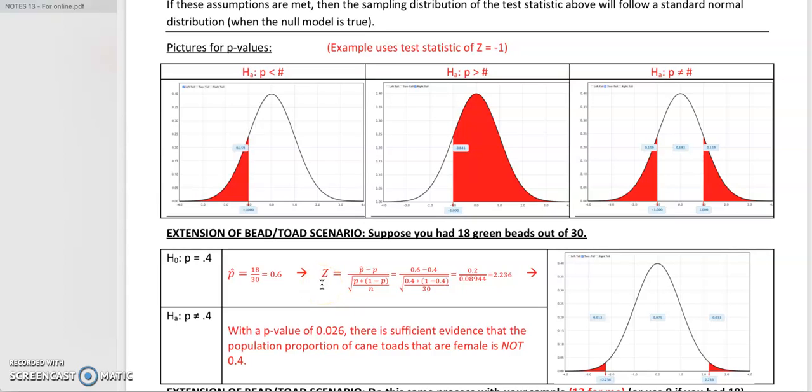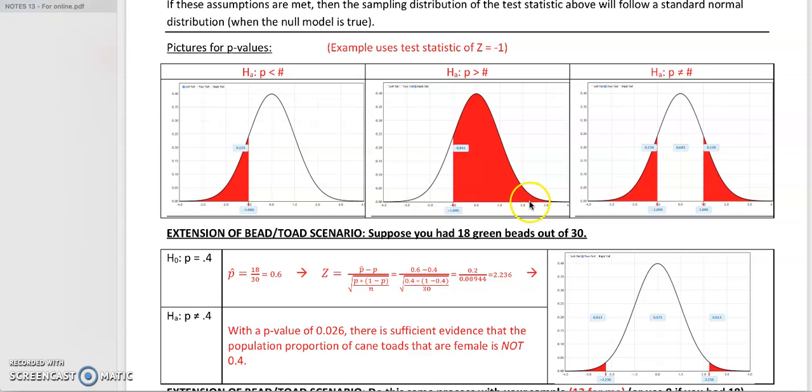And so I'm going to be comparing my data to what my null model said. So in this case, I'll take my sample proportion 0.6. I'll subtract off p from my null model, which was 0.4. Underneath the division sign, I'll take the square root of p times 1 minus p over n. And so you can see all of the numbers that are going into this here. And when everything's said and done, I get a test statistic of 2.236. So if I looked at this picture up here, that would be maybe right here on my picture.